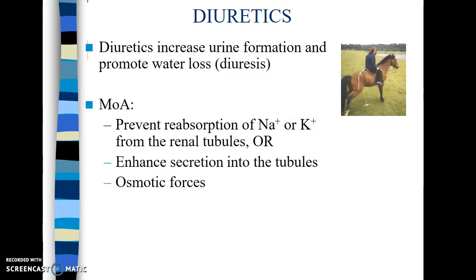or it enhances secretion from the kidney cortex back into the medulla and cortex back into the tubules. And again, water is going to stay in those tubules and leave the body. And then the other way that diuretics work is osmotic forces, and we'll talk about that more with the type that aren't associated with cardiac disease. But the end result is we're going to increase water loss, or what is called diuresis.